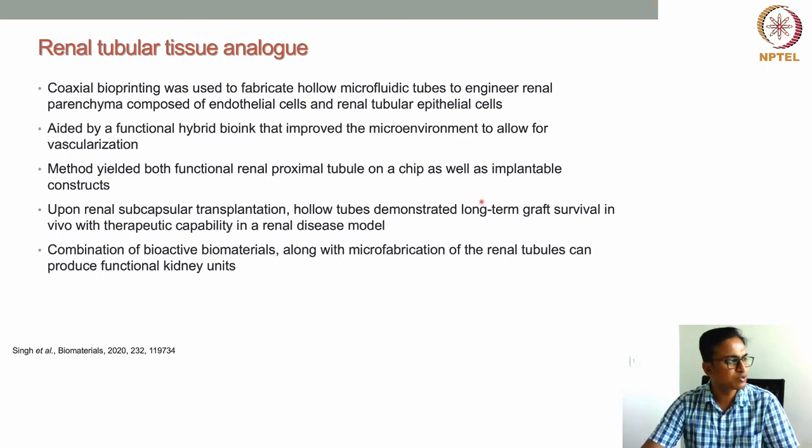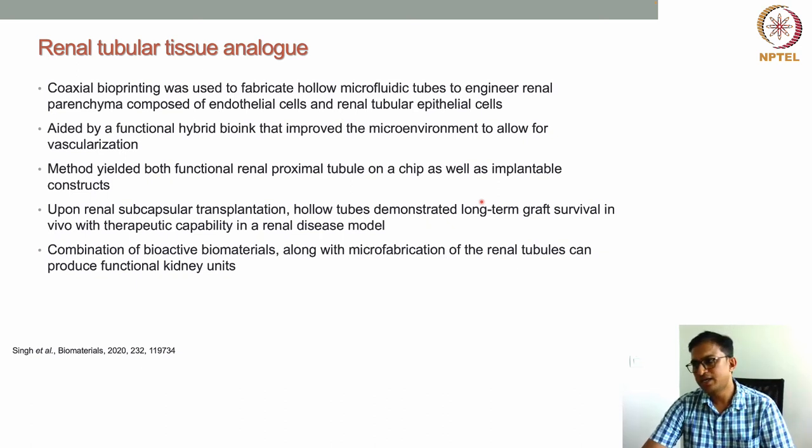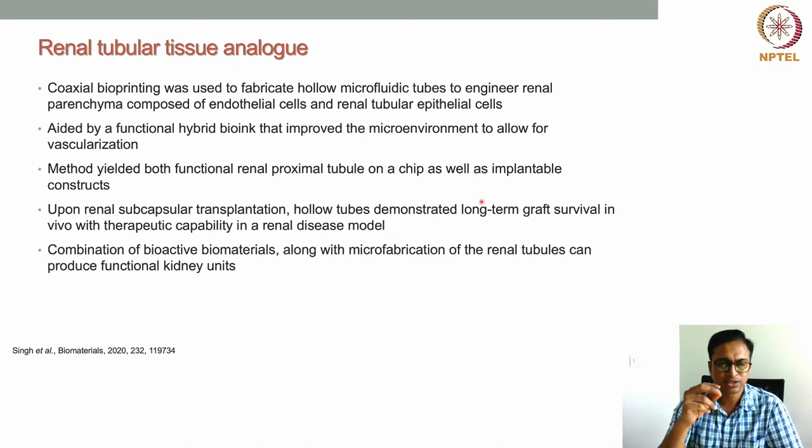What they have used is coaxial bioprinting, a method we have also discussed earlier, where it has a core-shell kind of extrusion nozzle. Through the core we can feed one type of material, and through the outer compartment we can feed another material. In this case, they have used a cross-linker, or probably a sacrificial material, to pass through the core channel, and in the outer channel an ECM-mimicking biomimetic material.